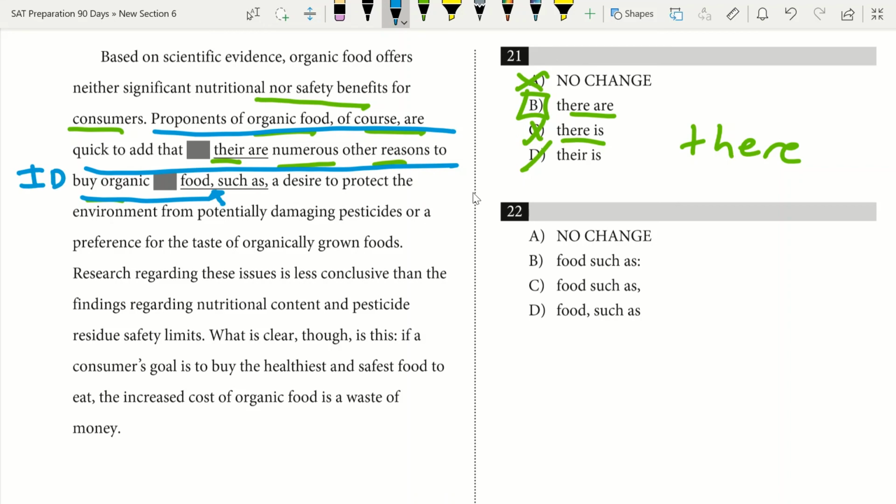And what comes after it, the words such as a desire to protect the environment from potentially damaging pesticides or a preference for the taste of organically grown foods, that is a non-essential phrase or clause, right? We can take that out, our sentence still makes sense. All we're doing is kind of elaborating on the reasons that these people cite for why to buy organic food. Okay, so for our answer, we're going to want to have that comma after food before our non-essential phrase or clause. Obviously it's a non-essential phrase or clause.